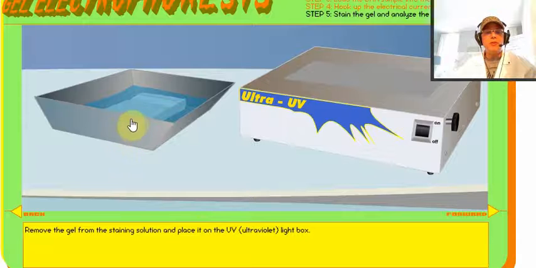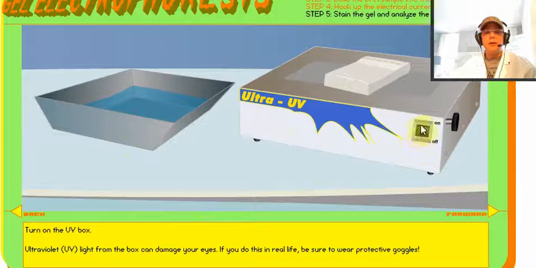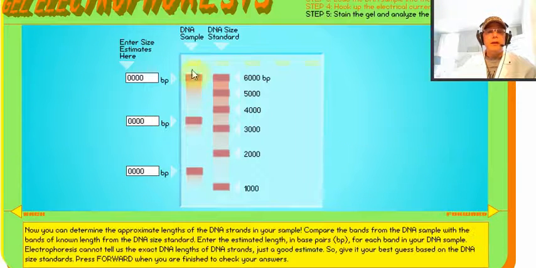Remove the gel from the staining solution and place it on the UV light box. Turn on the box. All right. Here is your standard size. So this becomes a measuring stick, a ruler, let's call it, to now gauge how big the bases are in the sample that you're interested in.